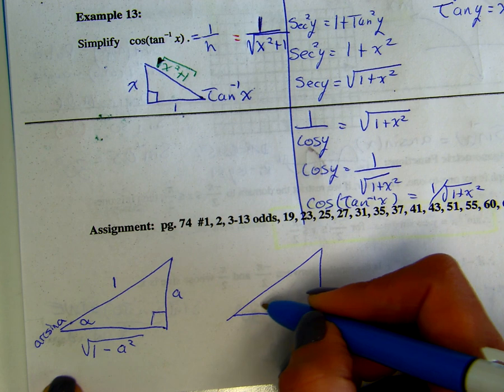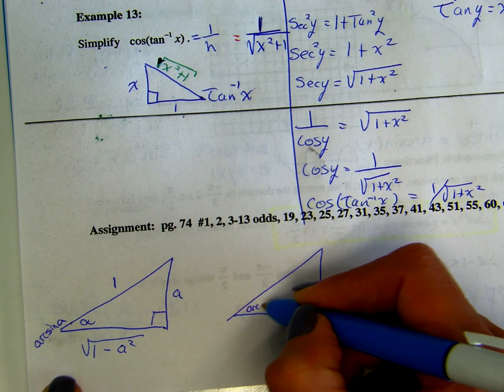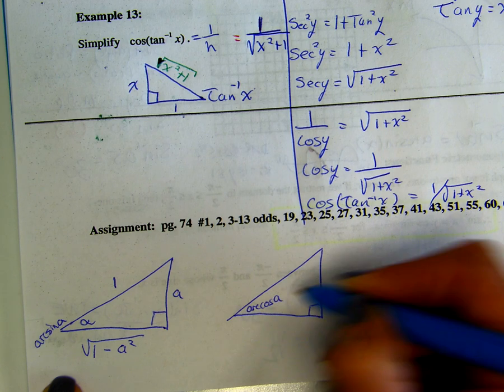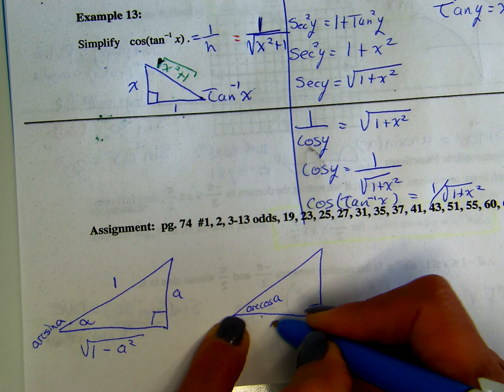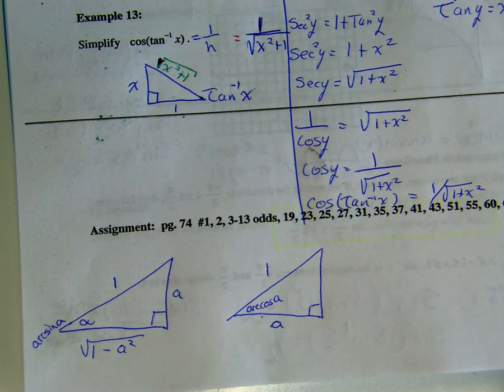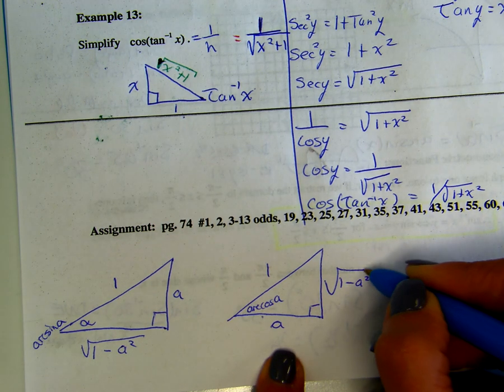Let's do the same thing for arc cos A. So here's an angle with a cos of A. That means adjacent over hypotenuse is A. What's the opposite side? The square root of 1 minus A squared.